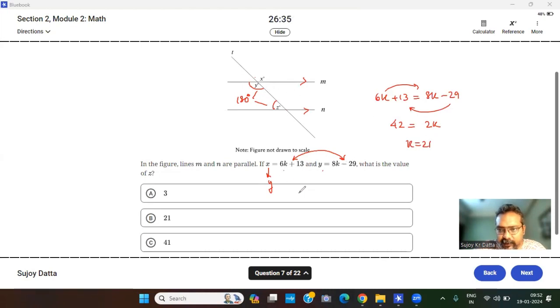Now if K is 21, we can figure out either of them. So let's find out what is X from this. So X would be 6 times 21 plus 13. So that is 126 plus 13. So 139. We already said that Y and Z will add up to 180, which means X and Z will add up to 180. So therefore, the value of Z would be 180 minus 139. So that is 41. So that's option C.